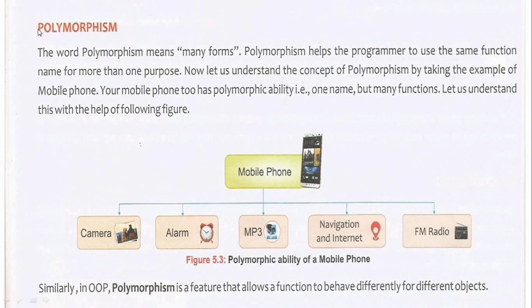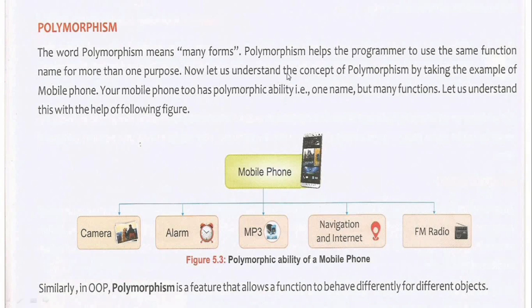Okay, so the word polymorphism means many forms. Polymorphism helps a programmer to use the same function name for more than one purpose. Okay, same function name you can use for multiple purposes.